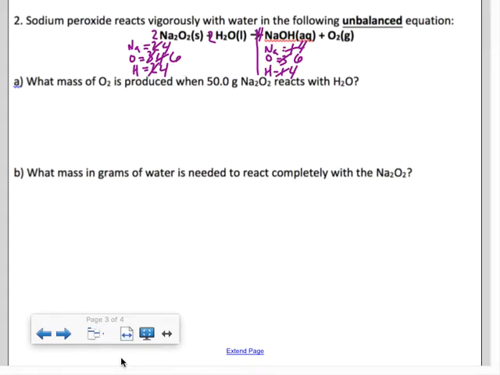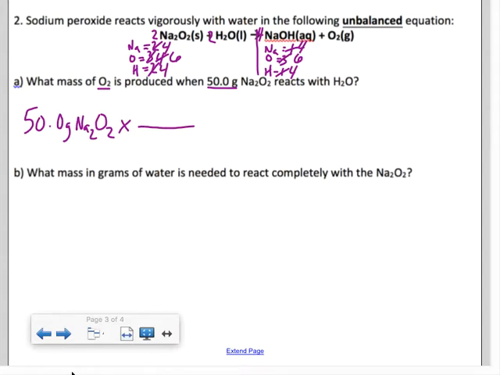Okay, what mass of oxygen is produced when 50 grams of Na2O2 reacts with water? So we want to figure out how much oxygen is made if we are given 50 grams of Na2O2. Okay, so I start with what I'm given. 50 grams Na2O2. I'm in grams of Na2O2.